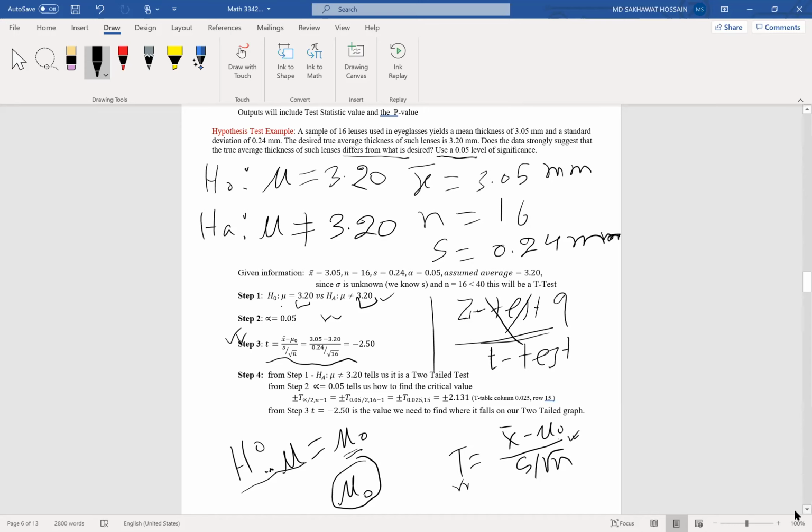So if you calculate the test statistics, finally we found the test statistics is negative 2.50. The next thing is we have to find the critical value based on alpha. So the alpha is 0.05.